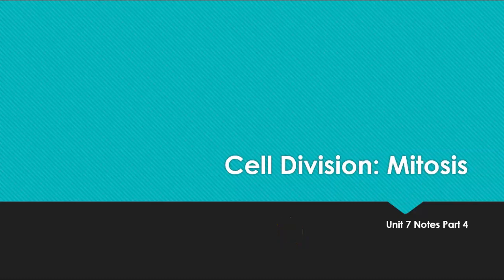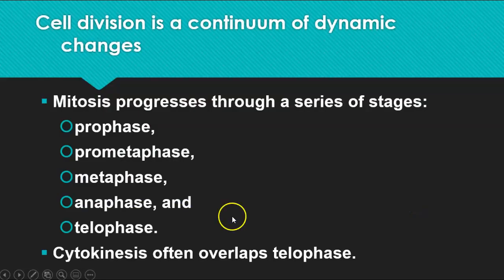This is Unit 7 Notes, Part 4, and today's topic is the process of mitosis, which is how eukaryotic cells carry out cell division. So cell division involves a continuum of changes. In other words, it's throughout the whole life of the cell. But the mitosis part itself is composed of 4 main stages. 5 if you count the one that's kind of in between. The 4 main stages are prophase, metaphase, anaphase, and telophase.